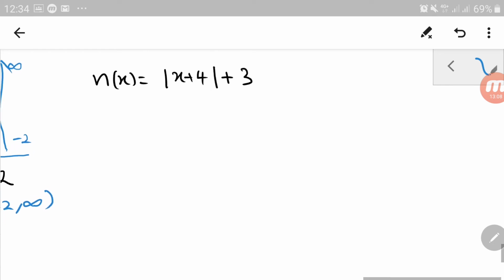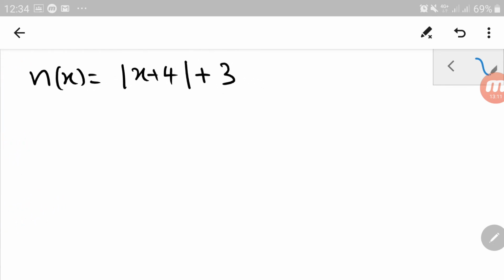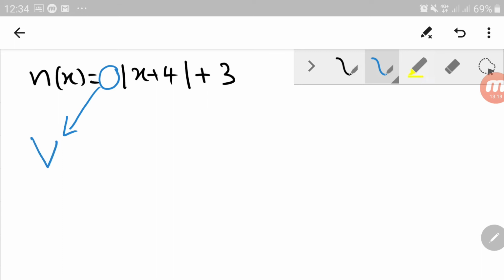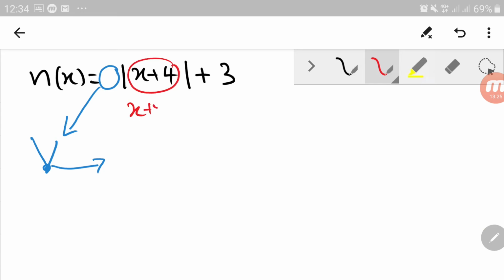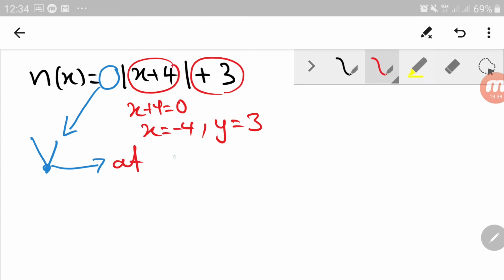Now let's move on to the last example. n of x equals modulus of x plus 4, plus 3. First, the shape is a V shape. Good. We have the point we want to find. How to find it? Everything inside the modulus equals 0, so x is minus 4. Now we want to find the y, just take everything here. Therefore, the point is at minus 4, 3. Then from minus 4, 3, left there, up there, going up, like this.